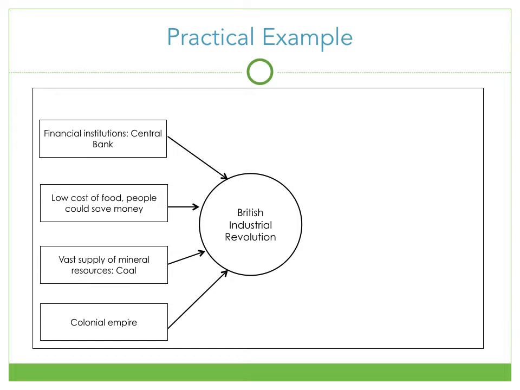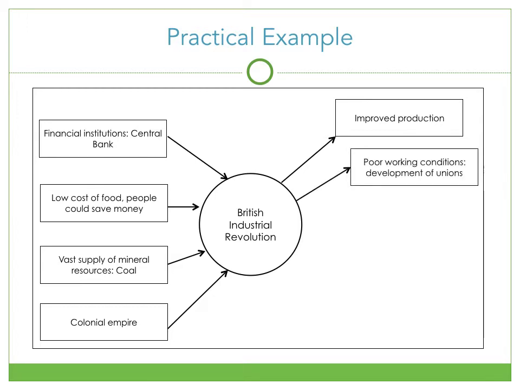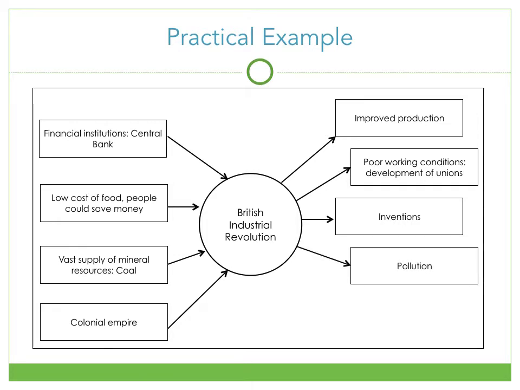Once it had happened, what were the effects of the Industrial Revolution? There was improved production, so many new mechanical and technological advancements helped production improve and become quicker. There were poor working conditions, which led to the development of unions. There were new inventions, pollution came about, and lastly, there were cheaper prices. Because there were many goods on the market, you had to lower your price in order to get the customer. So those were some of the effects of the Industrial Revolution.